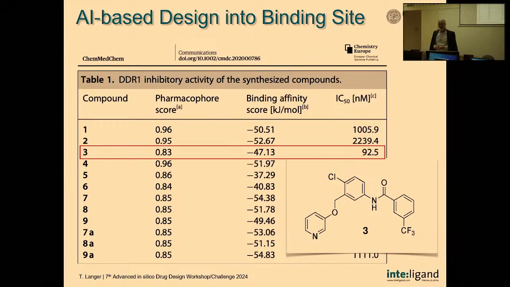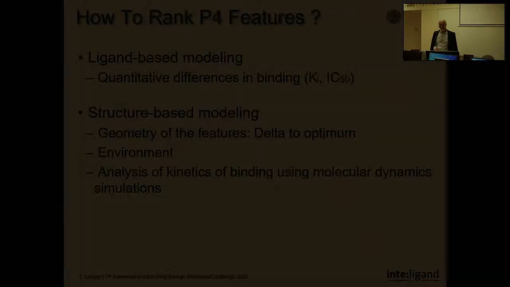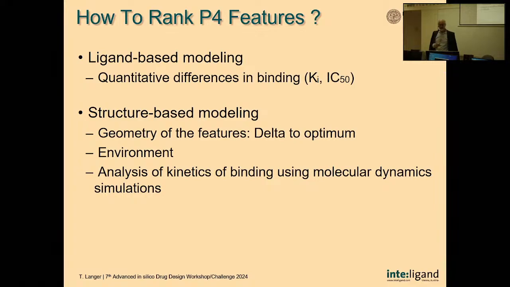And these are just 2 examples out of these 3,200 papers that are relatively new and that I really like. So now to go back to the model, how to rank pharmacophore features.